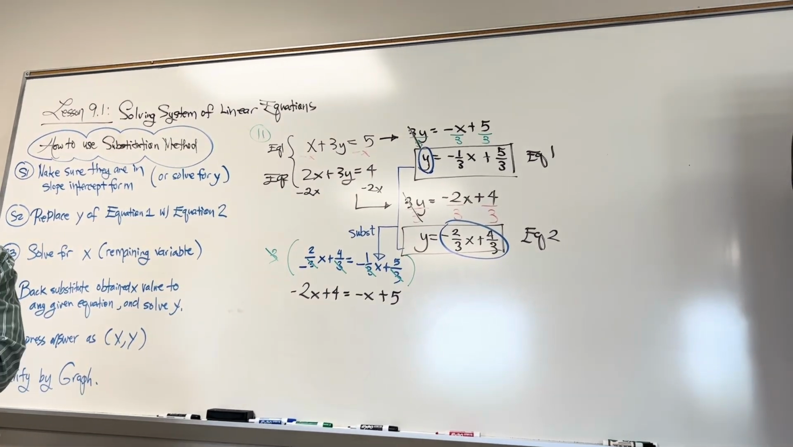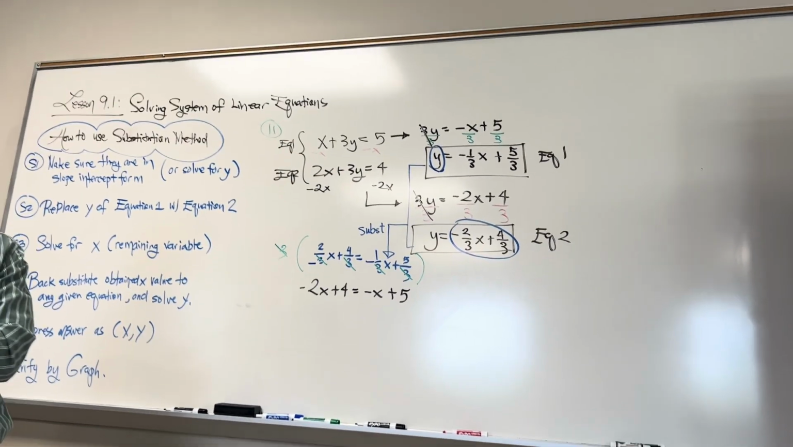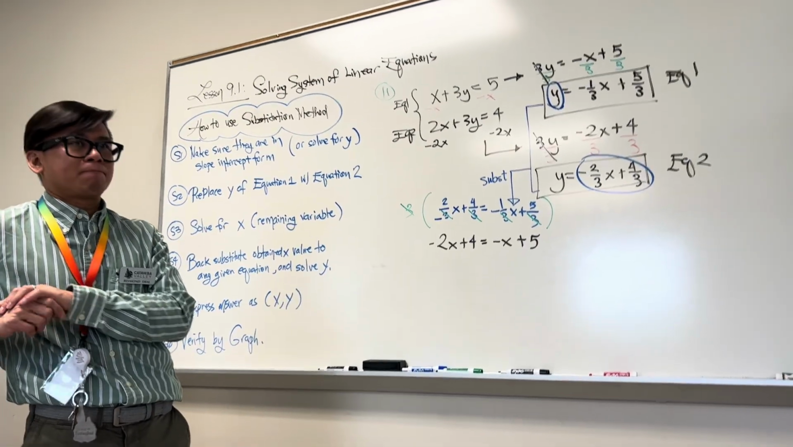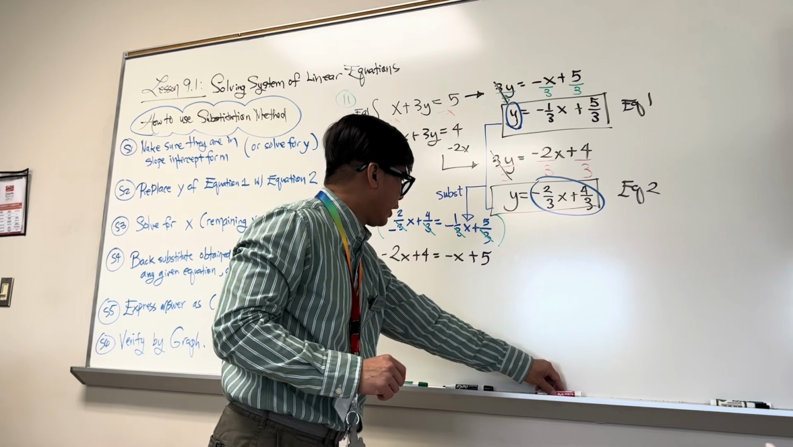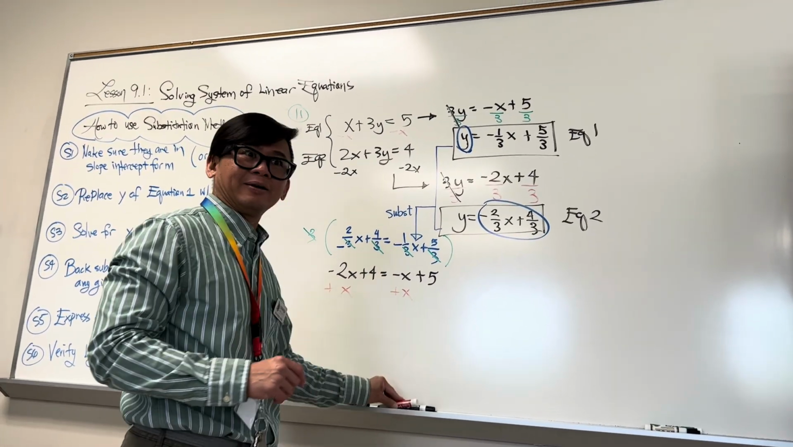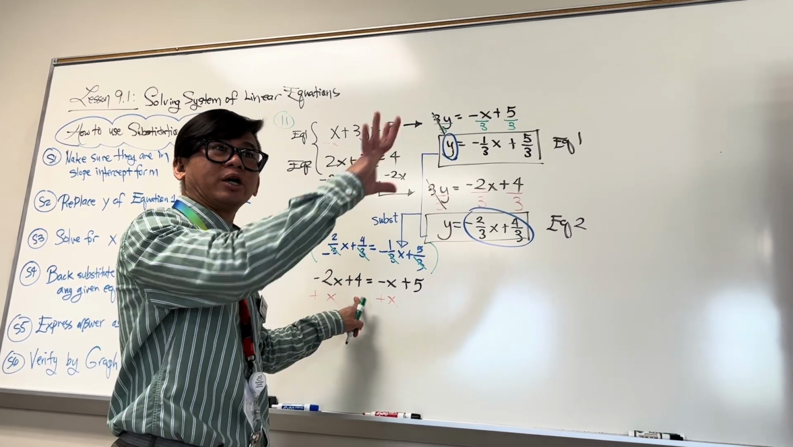Okay. What's next? We want the x to be where? What side? Left side, right? So what do we do next, Thomas? Add x on both sides, right? To get rid of this on the right, you add x on both sides. Similarly, you want the constant to be on the right side, right?